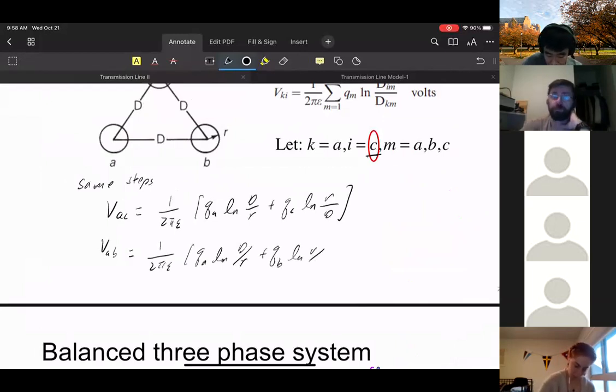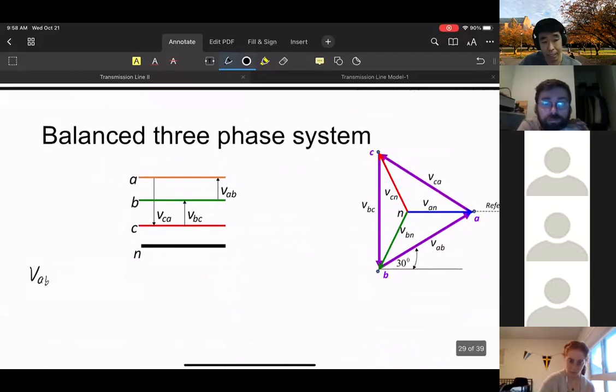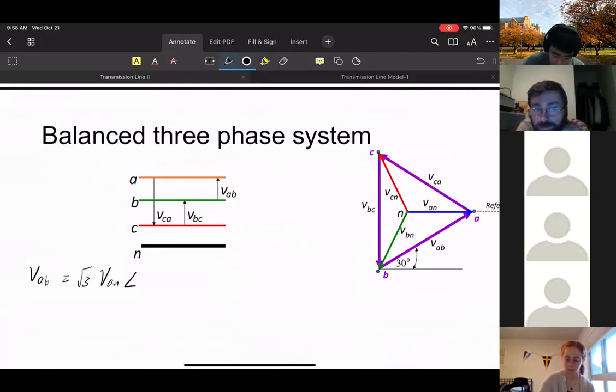RQB log R over D, okay? And for a single phase equivalent, we need to relate VAB and VAC to a line to neutral voltage, to get a single phase equivalent. So let's try to get that from this. VAB is root 3 VAN. What is the angle difference between line to line and the line to neutral? 30 degrees. So this plus 30 degrees, positive 30 degrees.